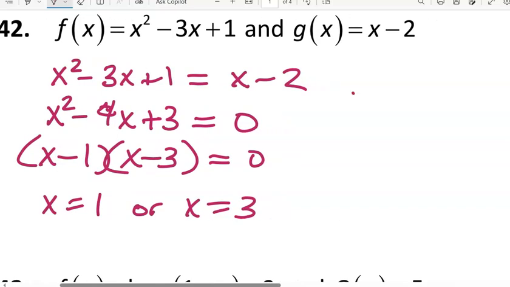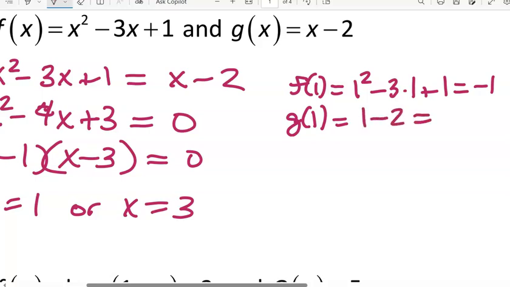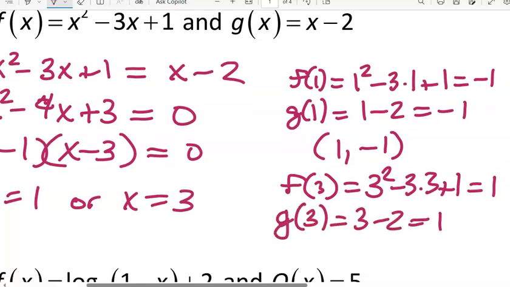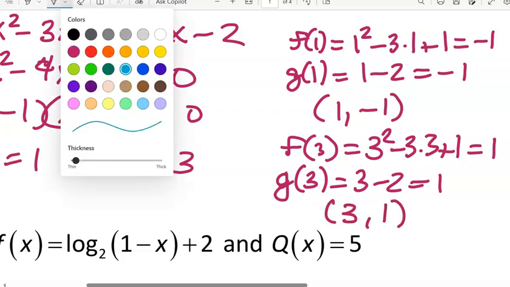And if we check, f(1) is 1 squared minus 3 times 1 plus 1, which is negative 1. And g(1) is 1 minus 2, which is also negative 1. That gives us one intersection point, (1, -1). Now let's check f(3). f(3) is 3 squared minus 3 times 3 plus 1, which is 1. And g(3) is 3 minus 2, which is also 1. So we have the point (3, 1) as a second intersection point.